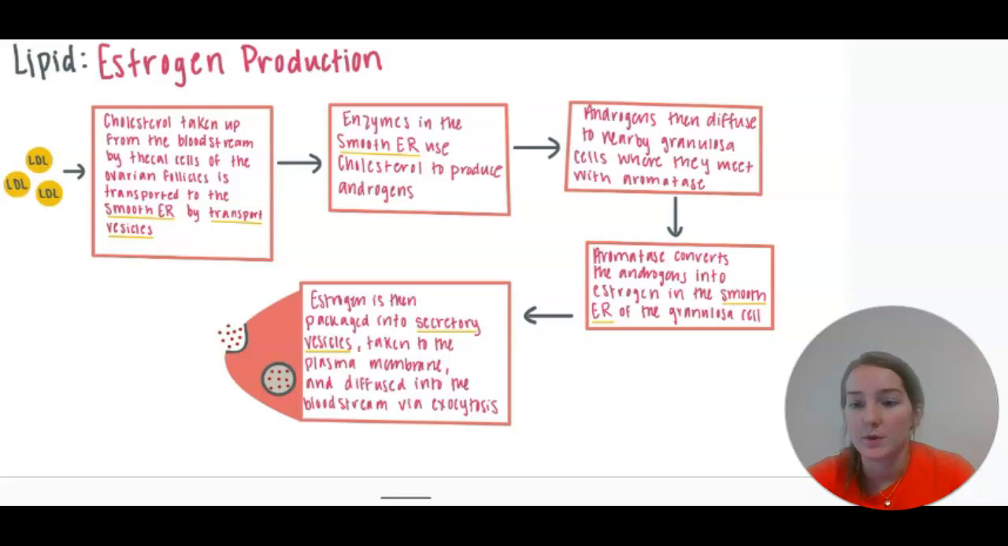We're going to focus on the production of estrogen within the follicles of the ovaries. This process is going to begin with the uptake of LDL cholesterol from the bloodstream by the thecal cells of ovarian follicles. The LDL is then transported to the smooth endoplasmic reticulum by transport vesicles. From here, enzymes in the smooth endoplasmic reticulum use cholesterol to produce androgens.